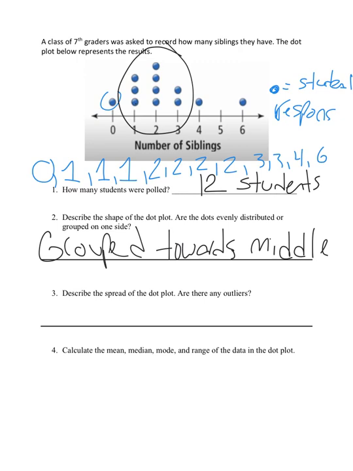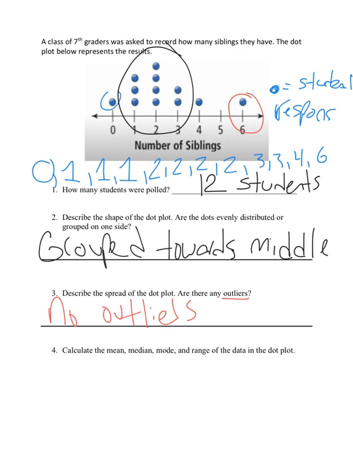Now question 3 is going to ask us, describe the spread of the dot plot. Are there any outliers? So we talked about this word outlier last week, and it's a very large number or a very small number compared to the rest of the numbers in your data set. Now we do have this 1 dot on 6, so some people may consider that an outlier. It doesn't seem like it's too much larger than the rest of the numbers. If it was a number like 10, I think we can consider that an outlier, so I'm not going to consider the 6 an outlier.